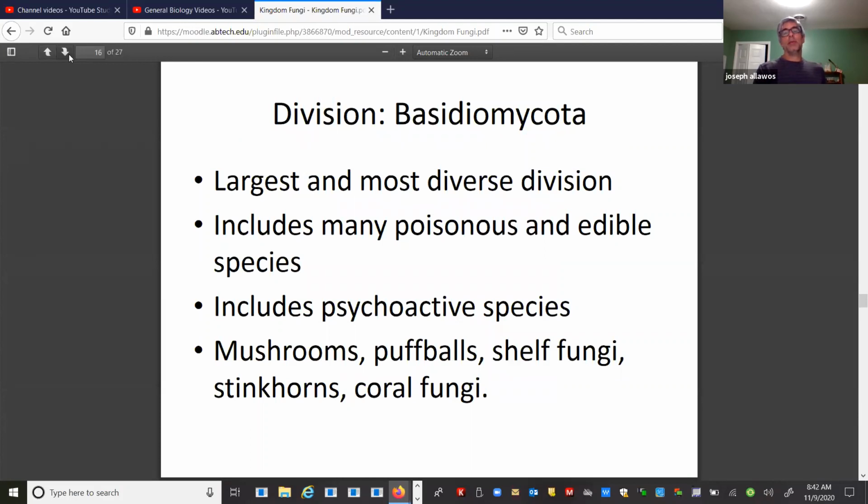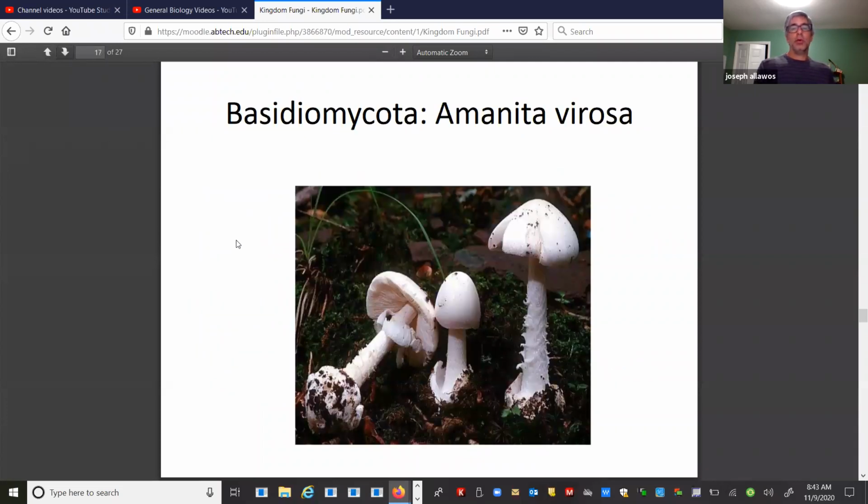Okay, now we get to the Basidiomycota. This is the group we're going to blow through pretty quickly. This is a group of organisms that you're more familiar with as far as the fungi go. These are the things you would think of. Many poisonous and edible species, psychoactive species, and some group names for the matching would be mushrooms, puffballs, shell fungi, stinkhorns, and coral fungi. And right away we have Amanita verosa.